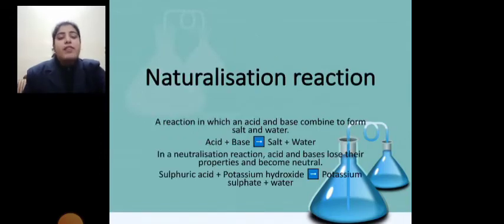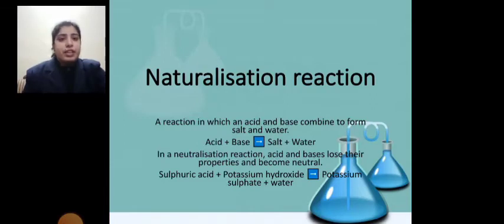The next we have is neutralization reaction. A neutralization reaction is a reaction in which an acid and base combine to form salt and water. Acid and base will combine and they will form salt and water. So in a neutralization reaction, acid will lose its acidic properties, whereas bases will lose their basic properties and they will become neutral. So an equation is given here.